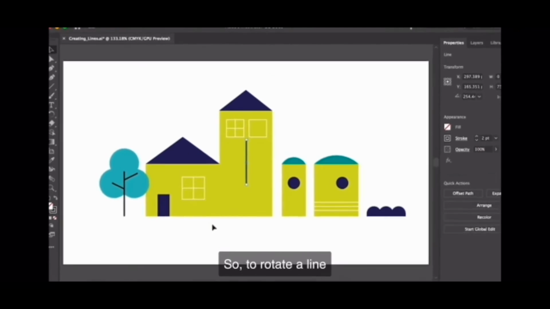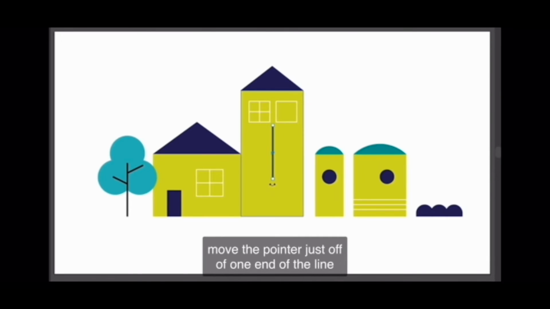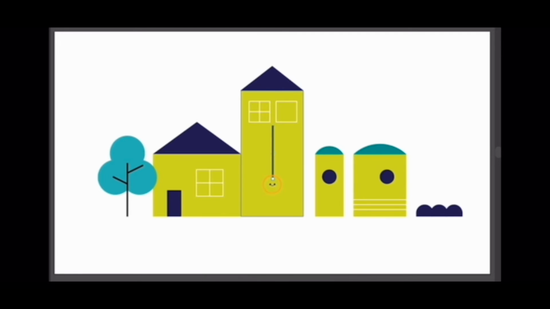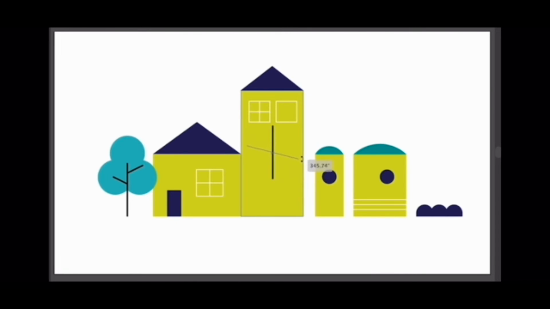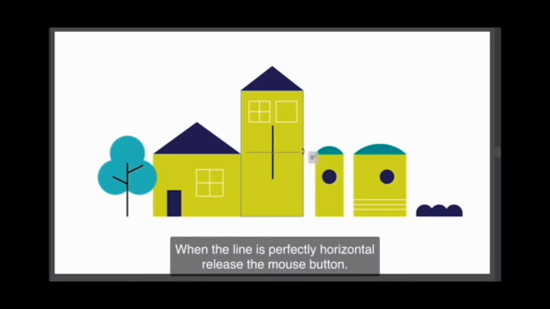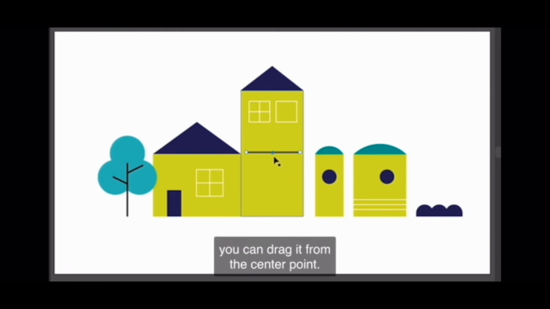So to rotate a line, move the pointer just off of one end of the line. When you see a little rotate arrow appear, click and drag to rotate the line. When the line is perfectly horizontal, release the mouse button. Now to move a line you've drawn, you can drag it from the center point. So drag the line down below these buildings.